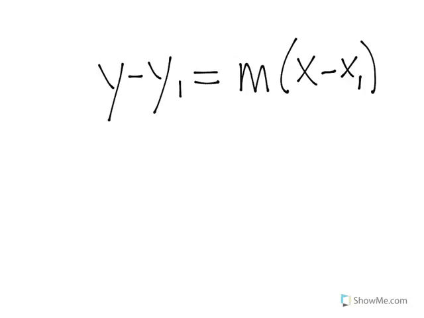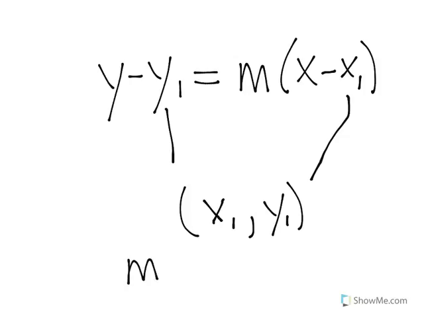The point-slope form looks like this. y minus y1 is equal to m times the quantity x minus x1. y1 and x1 are any point that is given on the line, and then of course m is the slope. The other y and x in the equation stand for any general y and x on the line.